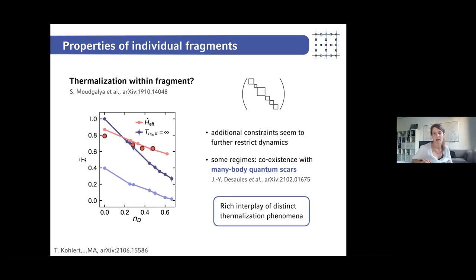And eventually what we are planning to do is prepare different initial states that live within the same symmetry sector, but different fragments, in order to get a closer look at the different thermalization dynamics, and take density snapshots of our many-body states in order to learn more about how the information is distributed as a function of time, starting from different initial states.